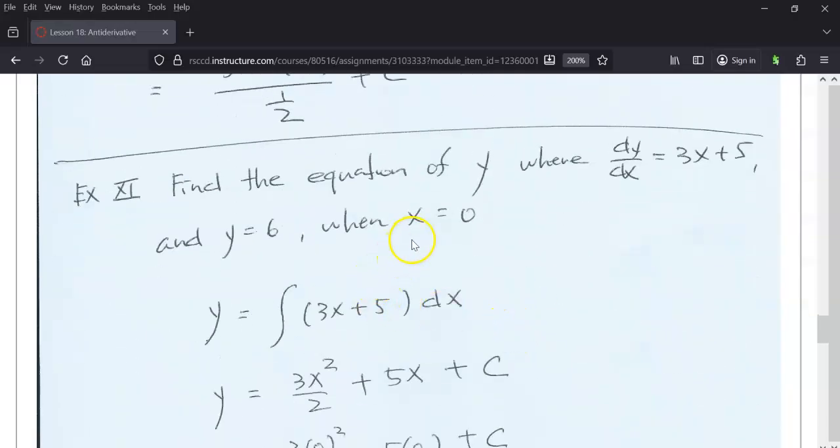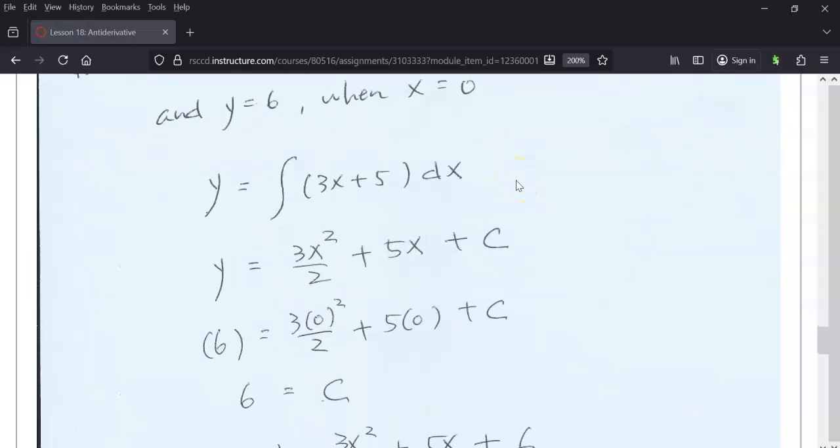Now, this question is a little different. It says find the equation of y where dy dx is equal to 3x plus 5. So the derivative is 3x plus 5, and y equals 6 when x equals 0. Now, if you want to find y, you know the derivative, so in other words, you want to go backwards. You know y prime, and you want to go back to y. So you need the integral, the antiderivative. So to find y is simply the integration of 3x plus 5. Now we know how to do that. The first term is 3x squared over 2, and the second term is 5x plus c.